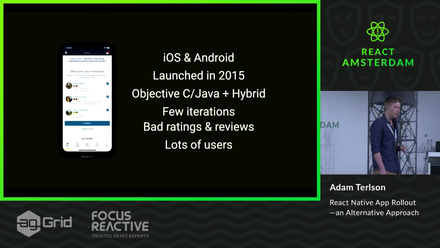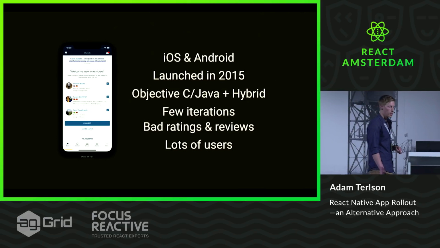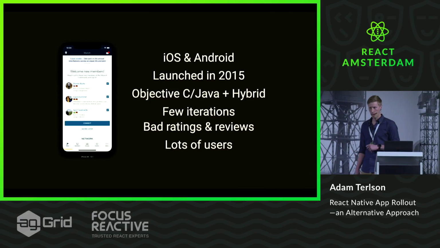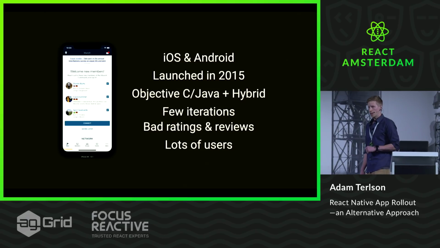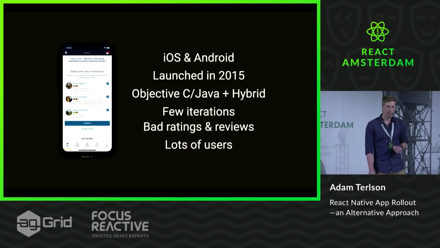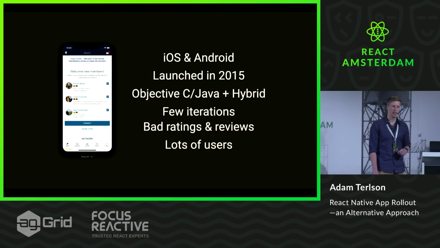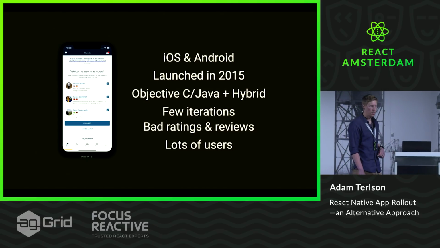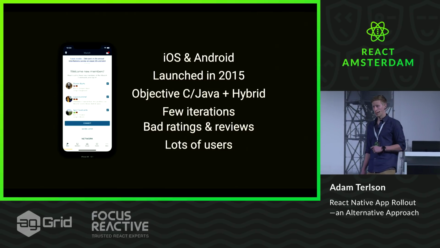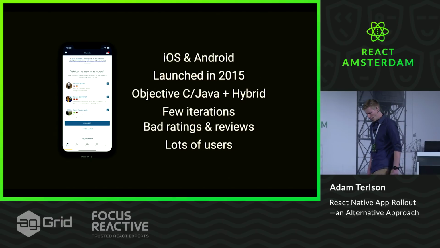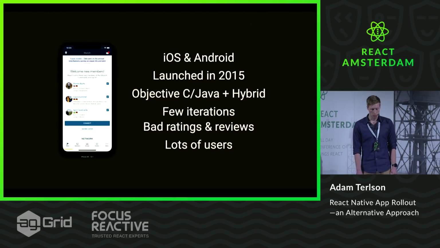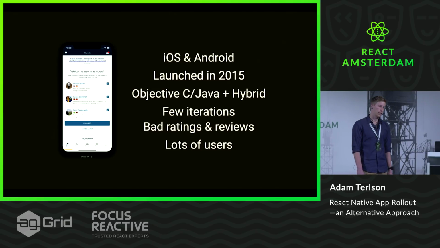So what does legacy look like at Internations then? Well, we have apps on both iOS and Android that were launched in 2015, and they use a mixture of Objective-C and Java and hybrid technologies. But really, these apps had undergone few iterations in that time due to their native technology stack being unfamiliar to Internations' team of web developers. So these apps had some bad ratings and some tough reviews, but thankfully they enjoyed lots of users.